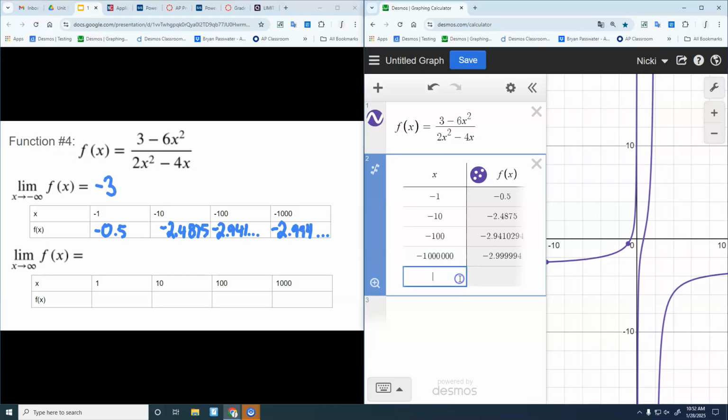So when they're the same exponent, instead of going to 0 or infinity, it's an actual number. Yep. And we'll see how to find that number in an easier way in just a second.